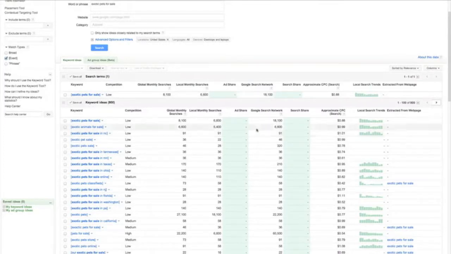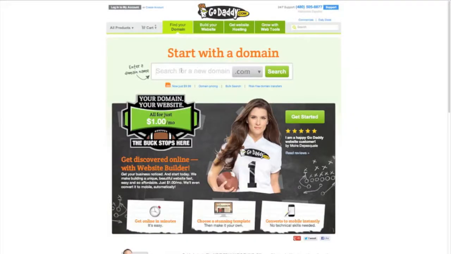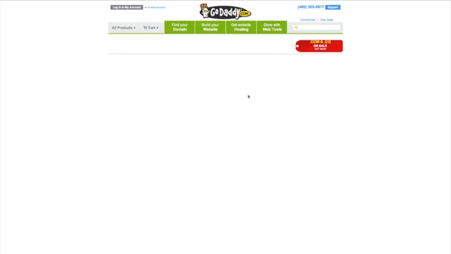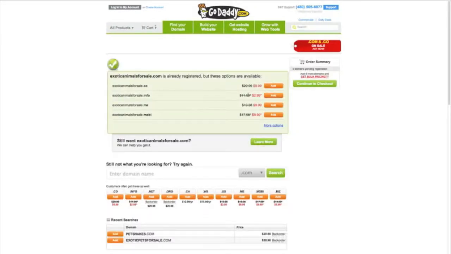Exotic animals for sale. Even more money. Still good search, still low competition. Let's try that. Exotic animals for sale. If someone is looking for exotic animals for sale, then they're definitely looking to buy exotic animals. So that is a buyer focused keyword or key term.